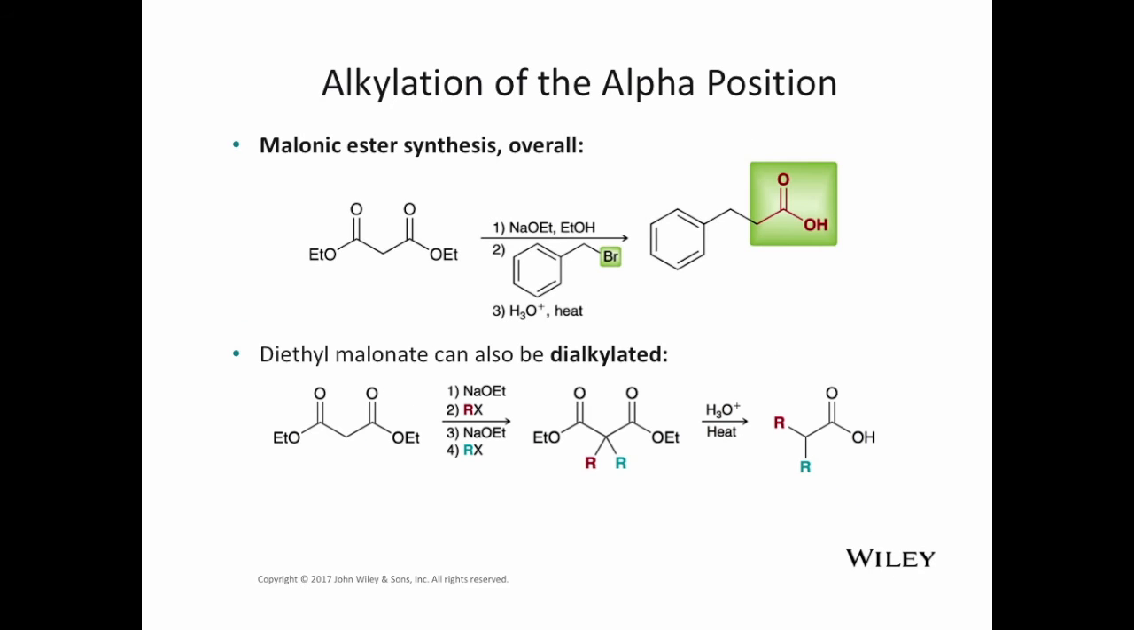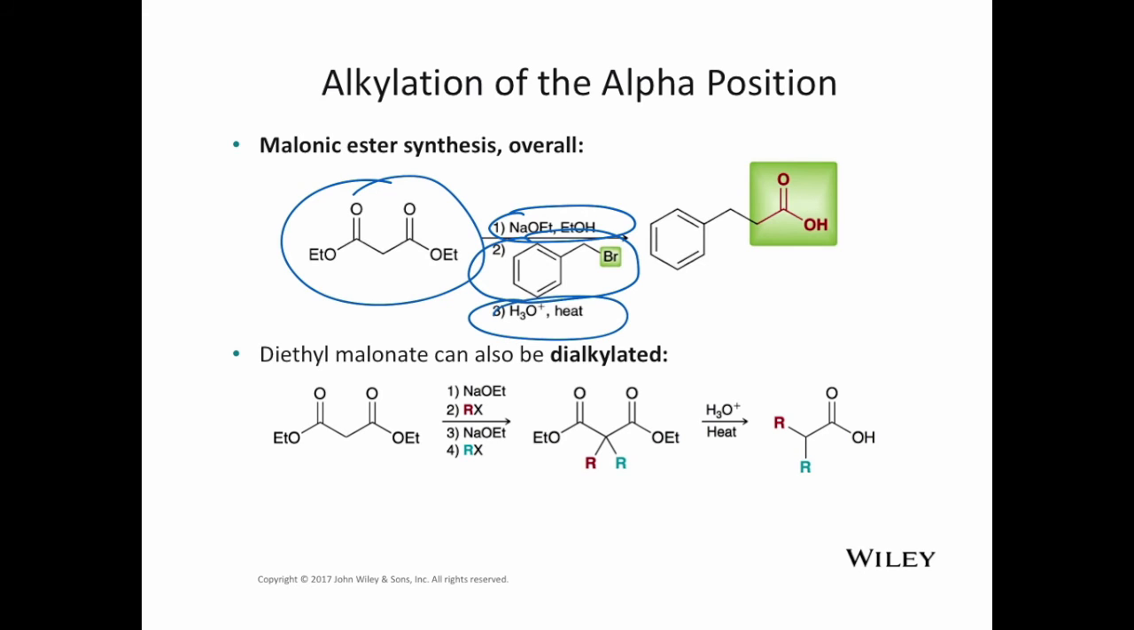So the overall synthesis, you start with diethyl malonate, you add a base, you add your alkyl halide that you want to add, and then with acid and heat, you remove one of the two carboxylic acid groups. So the overall transformation, you had this alkyl halide, and you ended up with this carboxylic acid group attached to that carbon. You can also do a dialkylation, where you just do the whole process twice. And by doing this, you can add two R groups, and then with acid heat, you get the decarboxylated product.